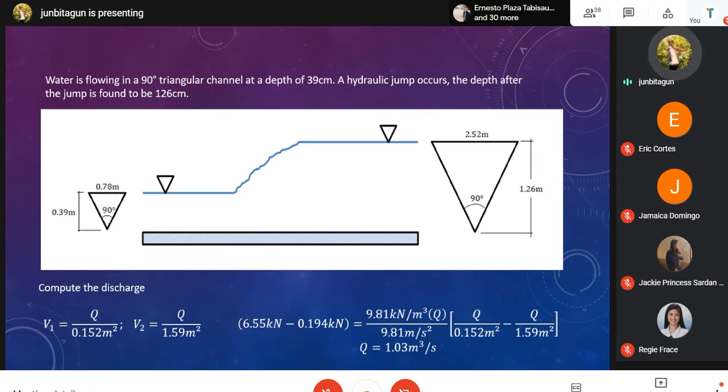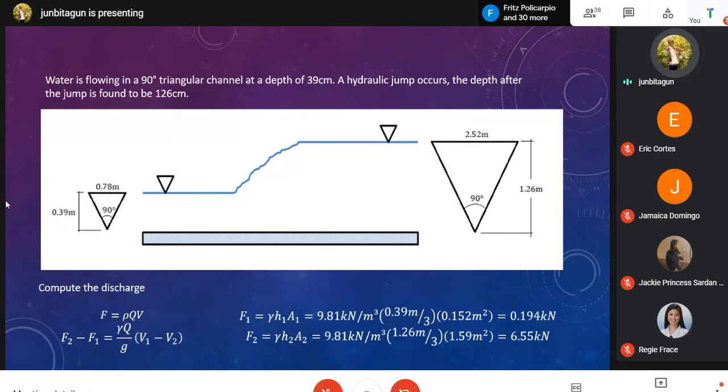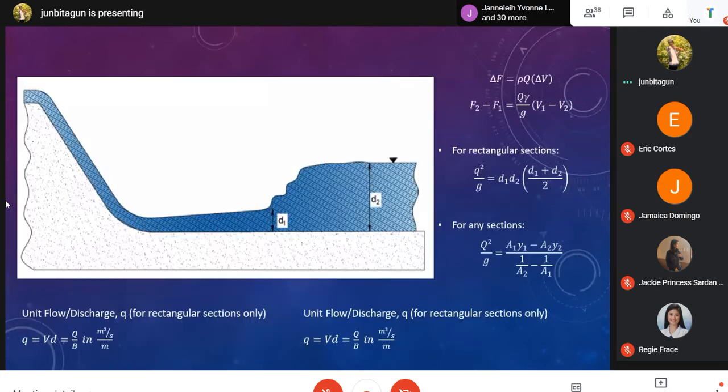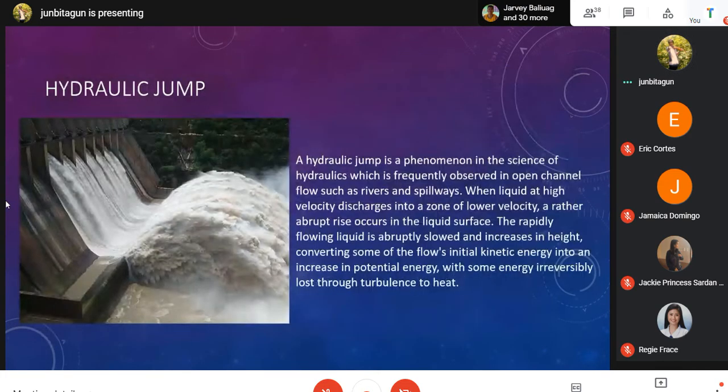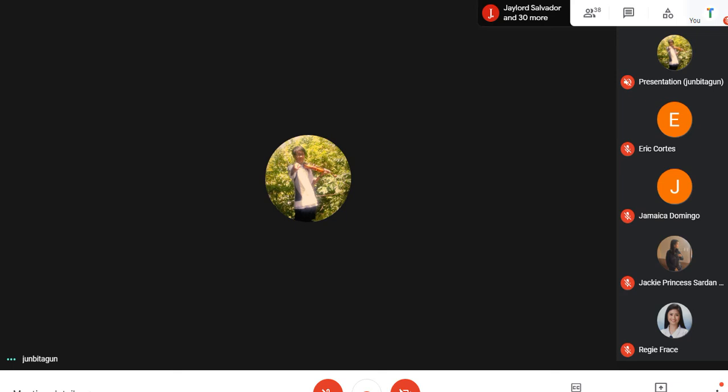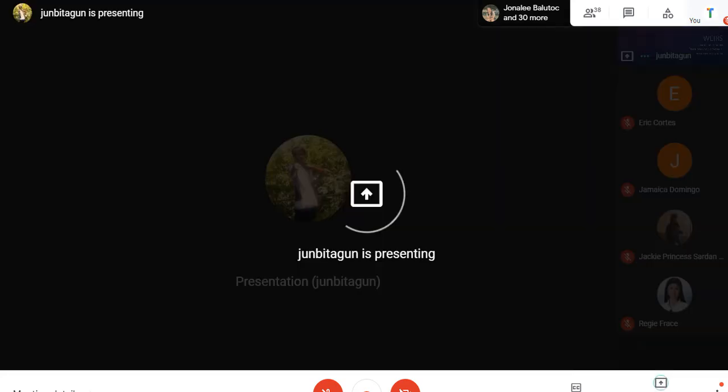Okay? So that is the Froude number and hydraulic jump. They are just simple formulas. Then next is Weirs now.